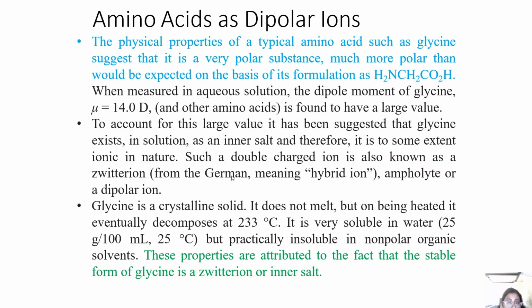Such a doubly charged ion is also known as a zwitter ion, ampholyte or dipolar ion. Glycine is a crystalline solid. If you have seen glycine in labs, we use glycine in SDS-PAGE and Western blots. I think glycine is used in transfer buffers in Western blots. It does not melt, but on being heated, it eventually decomposes at 233 degrees Celsius. It's very soluble in water, practically insoluble in nonpolar organic solvents. These properties are attributed to the fact that the stable form of glycine is a zwitter ion or inner salt.